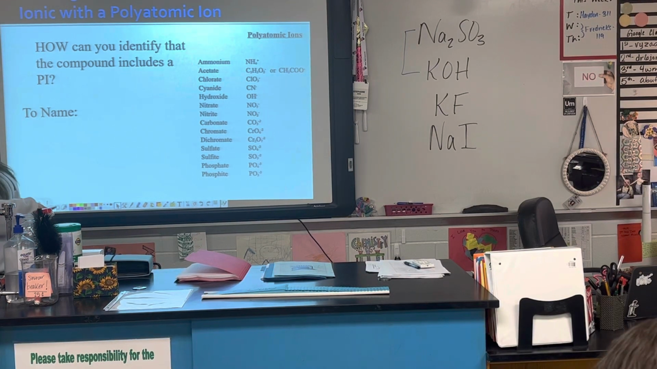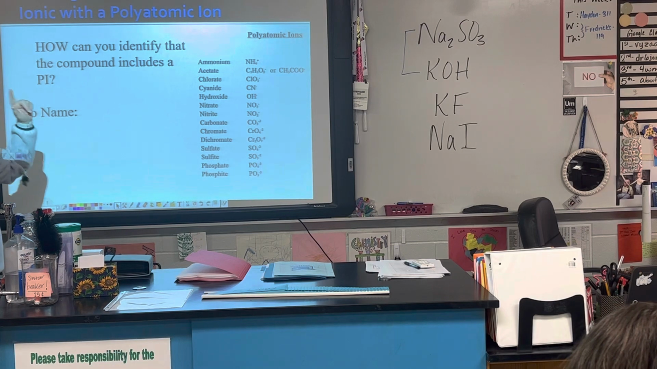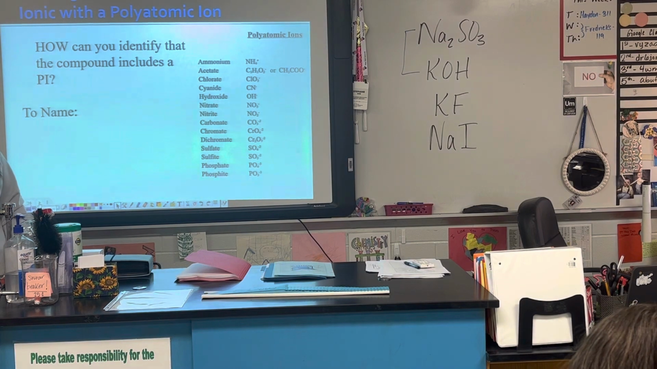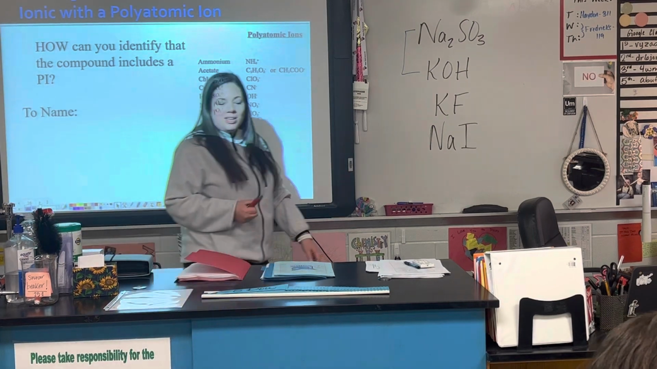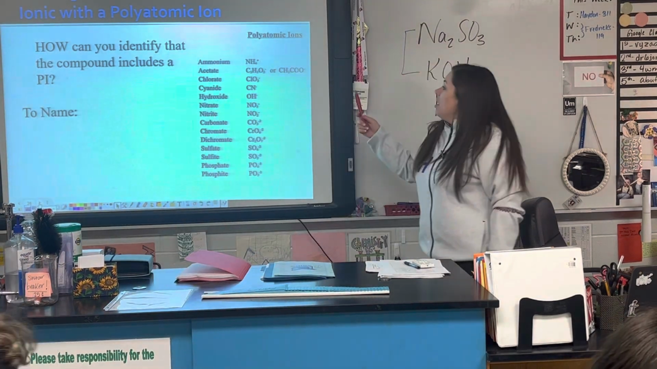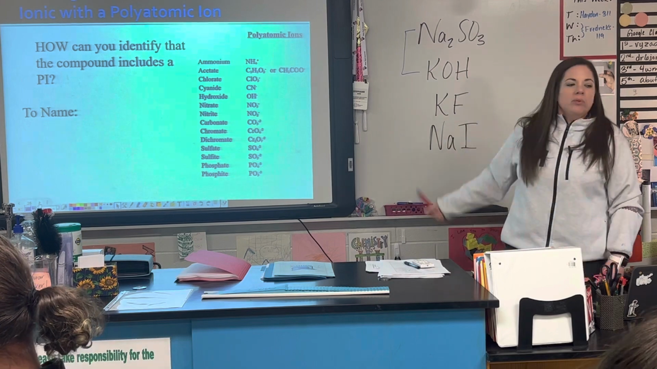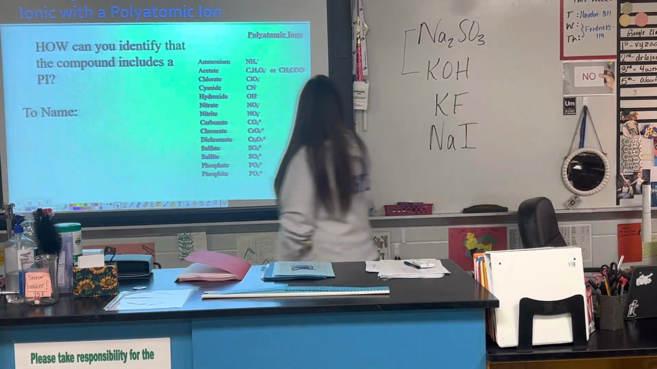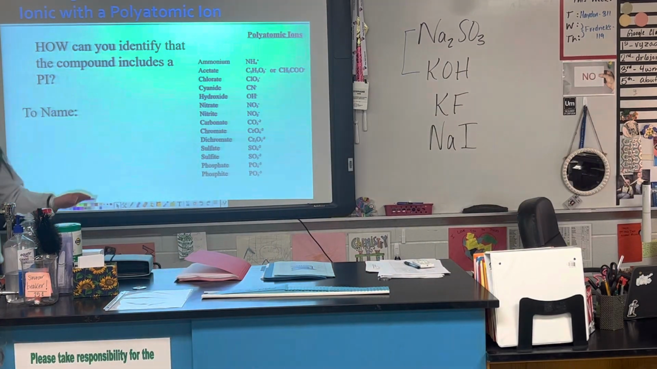Alright, so this is our third type of naming ionic, and this is ionic with a polyatomic ion. I've got 4 compounds right here on the board. Let me stand on this side so y'all can see it. How could I identify that a compound includes a polyatomic ion?